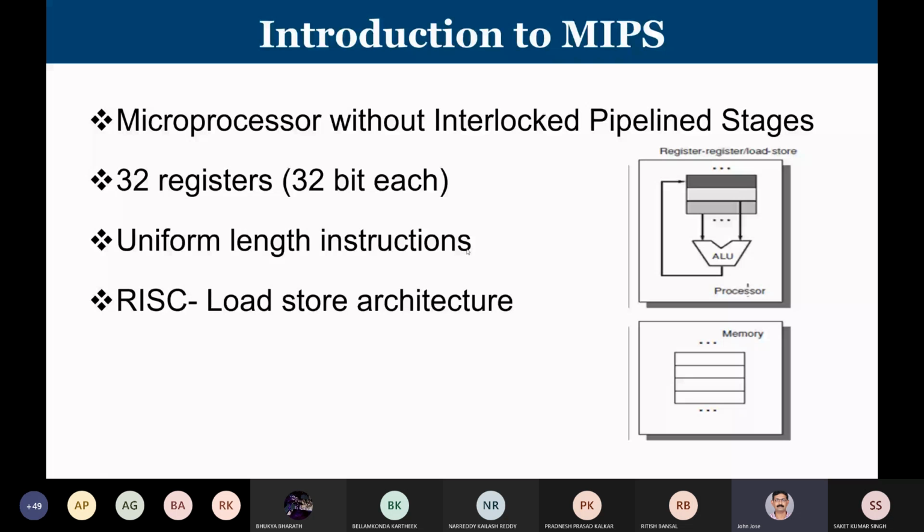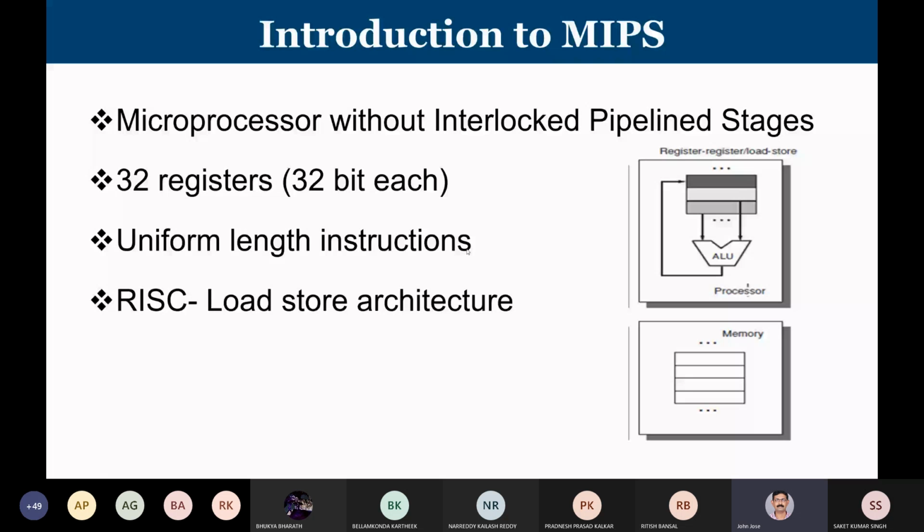So what we are trying to learn here is a RISC microprocessor whose name is MIPS, which stands for microprocessor without interlocked pipeline stages, where it has 32 integer registers. Each of these registers can store an integer value in 2's complement form. All instructions are of uniform length, basically 4 bytes. And then this follows a load store architecture. What you see on the right side diagram is a load store architecture. On the top side, we have the processor. On the bottom side, we have memory. Both are independent components, and you have the address bus and data bus that connect the processor to memory.